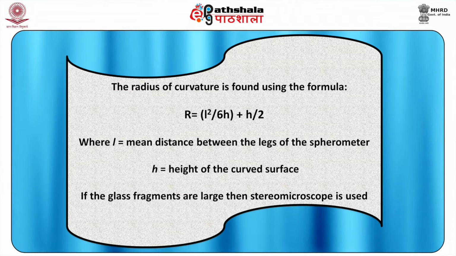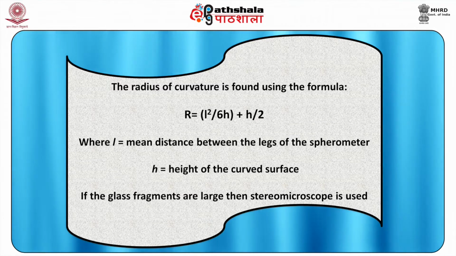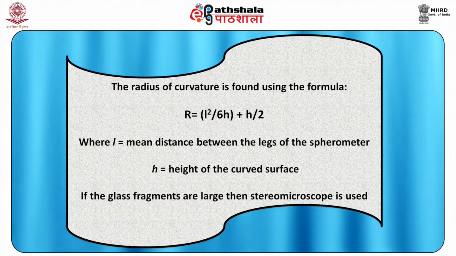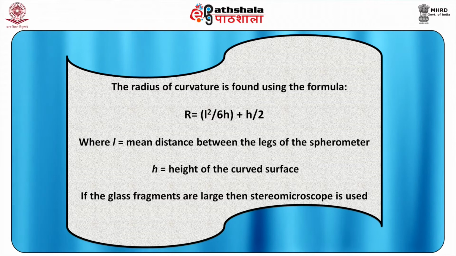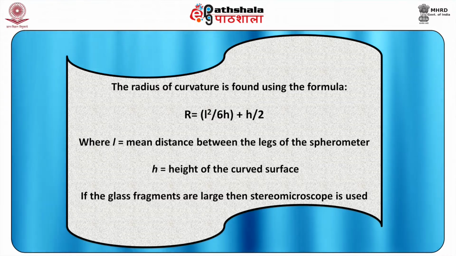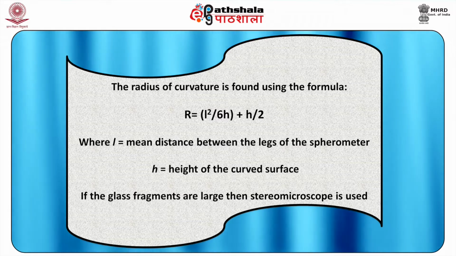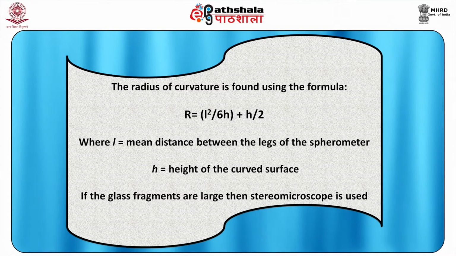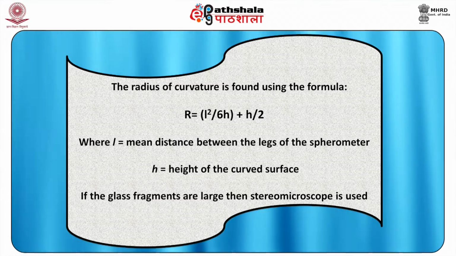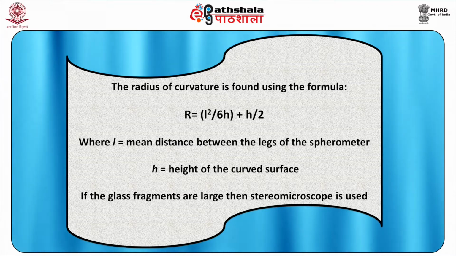Now, the radius of curvature is found using the formula: radius of curvature R is equal to L squared by 6h plus h by 2, where L is the mean distance between the legs of the spherometer and h is the height of the curved surface.